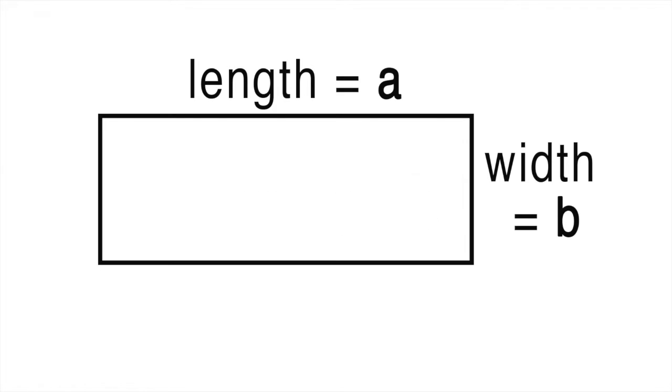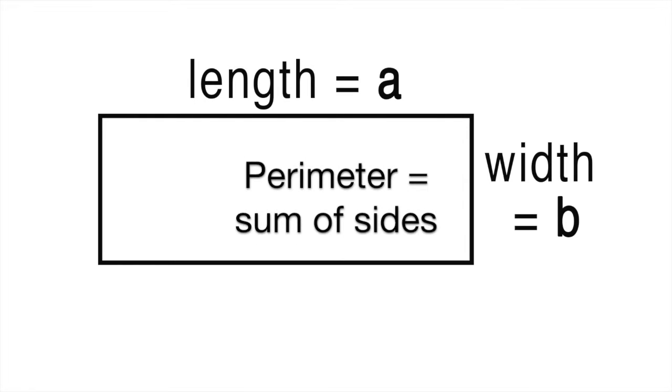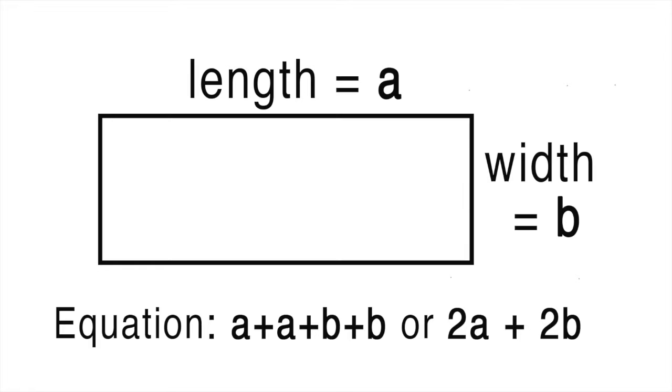The perimeter of a rectangle is the sum of the length of the sides of the rectangle. The perimeter of the rectangle can be shown as A plus A plus B plus B, or 2A plus 2B. Now that we know the equation that will be the key to solving any perimeter problem, let's start adding known numbers to this equation.